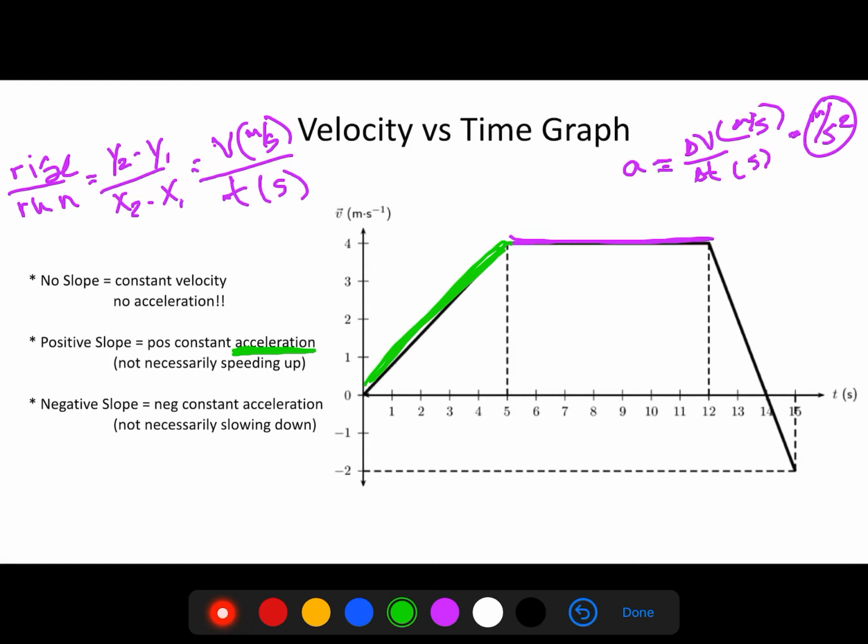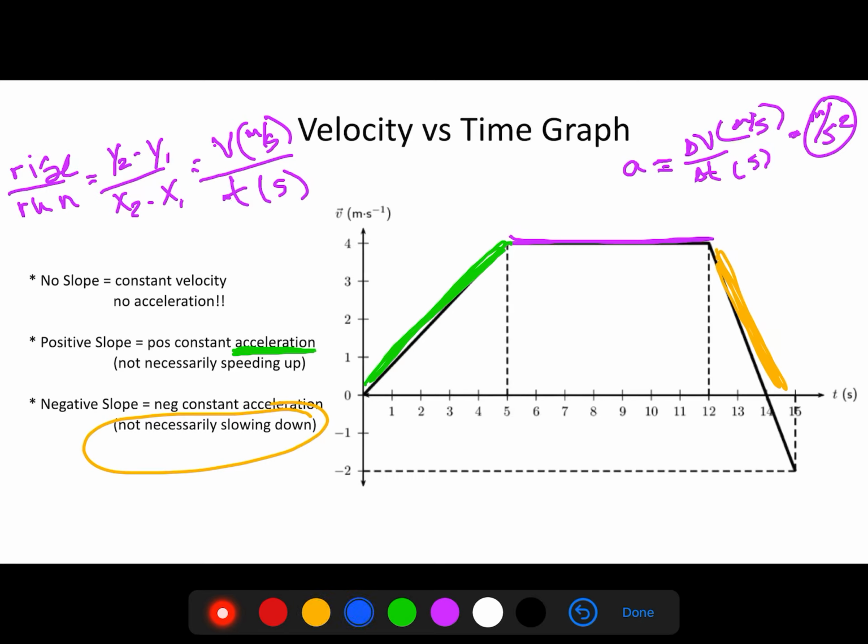Okay, all right, if we have a negative slope, that means that our object is moving with a constant negative acceleration. So here, my object is changing its velocity, so it is experiencing an acceleration. My slope value is negative, which is what makes this a negative acceleration. Now it says in parentheses here, not necessarily slowing down. Not necessarily slowing down. So it depends on where we are on the graph.